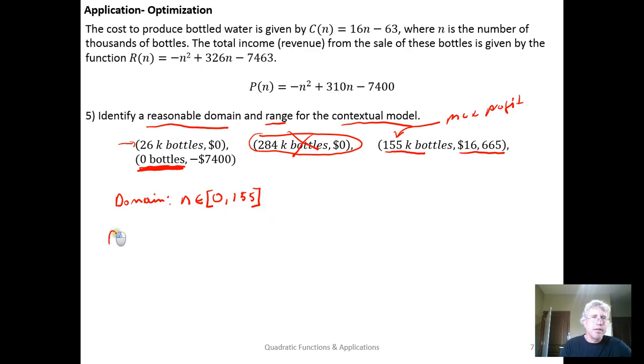And once I do that, then I can identify my range. What's my range? Well, my range is the profit I can make. And where will my profit live? Well, if they sell no bottles, right here, if they sell 0 bottles, we see that they lose $7,400. So that's the worst case scenario. Best case scenario is they produce and sell 155,000 bottles. And if they do that, they're going to get a maximum profit right here, $16,665. So there's my contextual domain and range for my profit model.